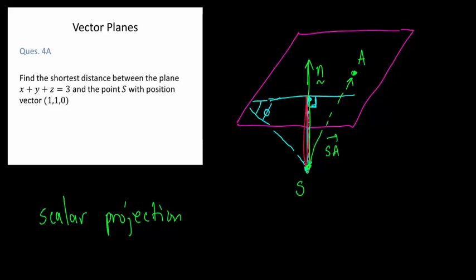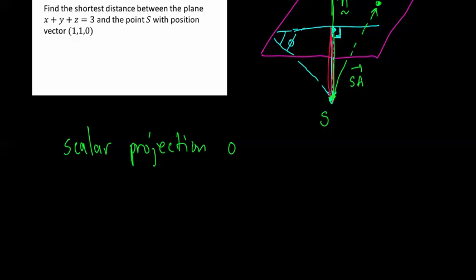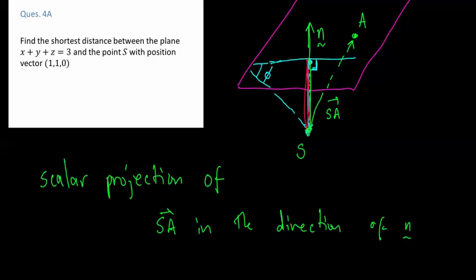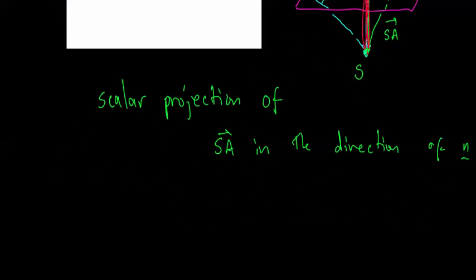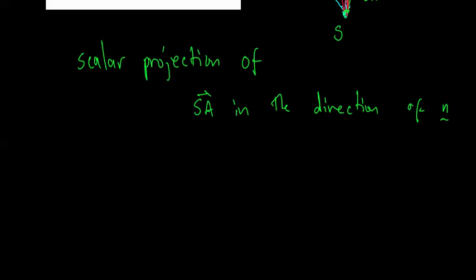So we need to find the scalar projection of SA in the direction of n. SA is the vector from S to A, which is just any point on the plane, and we'll learn how to find that in a moment. We need to find that in the direction of the normal, and that will give us this quantity in red here, this line here. That will give us the quantity from S to a point on the plane, which is exactly perpendicular, and hence the shortest distance.